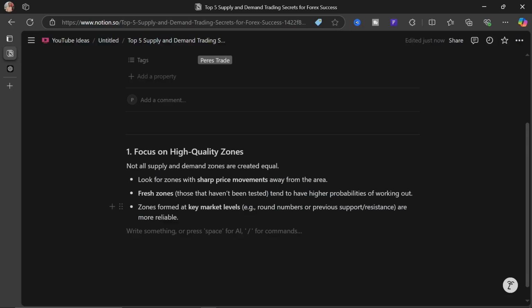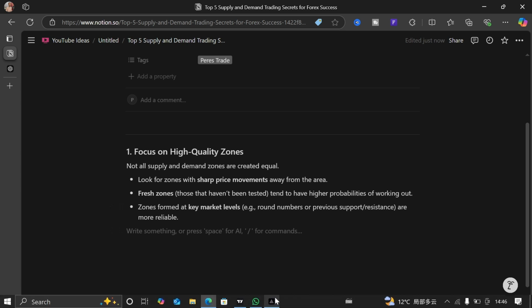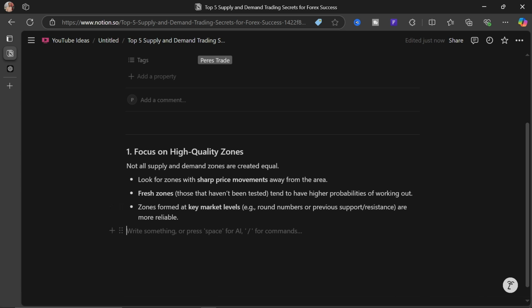Now next are zones found at key market levels. Round numbers, previous support and resistance levels are more reliable. Yes, this is the most important part of identifying supply and demand levels. The strongest supply and demand levels are ones that are created around support or resistance levels or around round numbers. The reason is because those areas are decisive areas that everyone knows people are going to sell from, people are going to buy from.